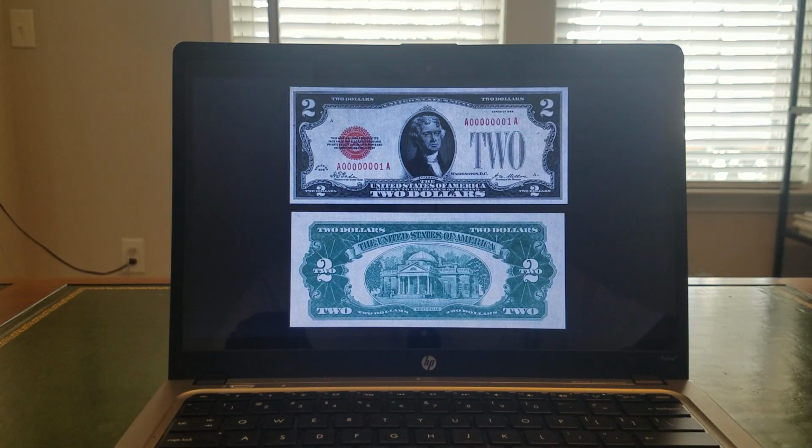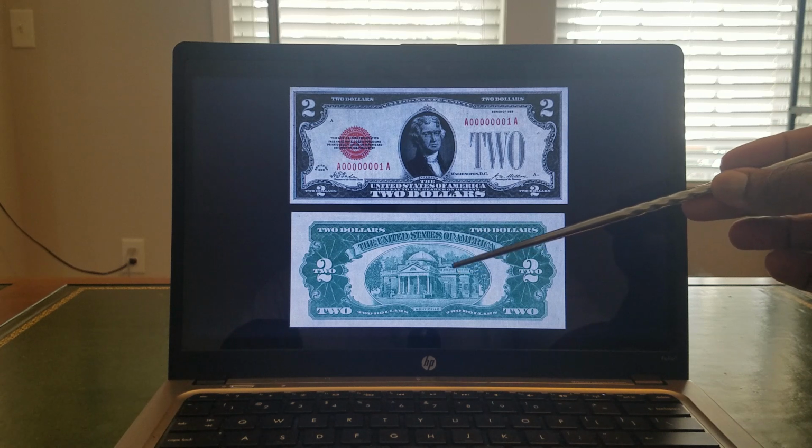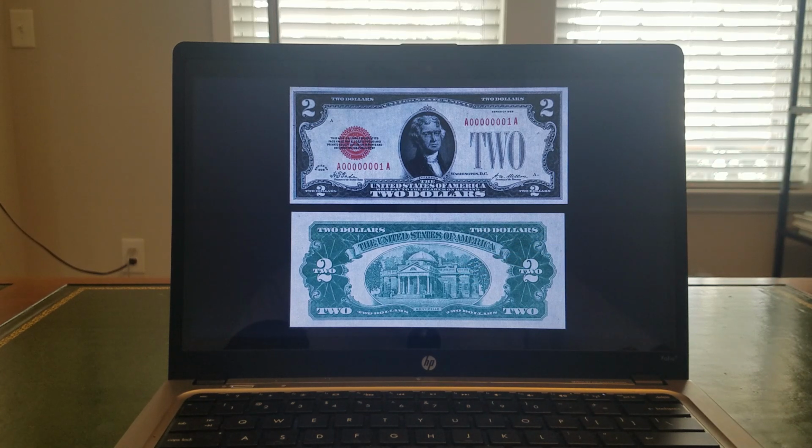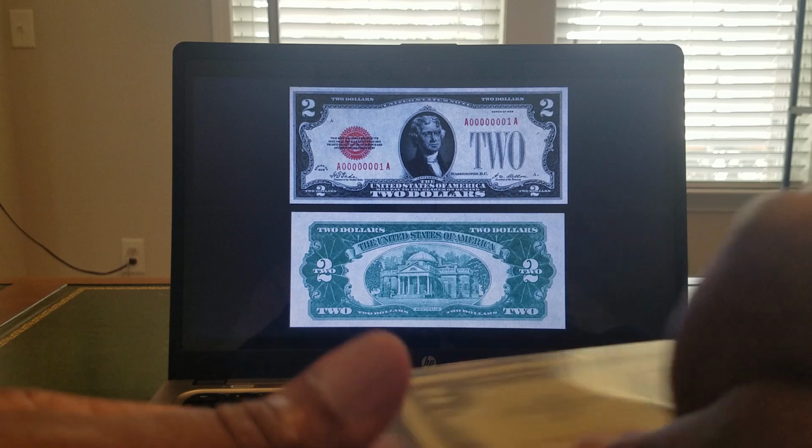Now, on the back, we got Monticello again. That didn't change on the 1953 series, but it was a change on the 1963 series, and I'll speak about that in a minute. All right, so the final change to the $2 bill came in 1963, when the motto "In God We Trust" was added to the reverse side over Monticello. And this is what I'm speaking about.